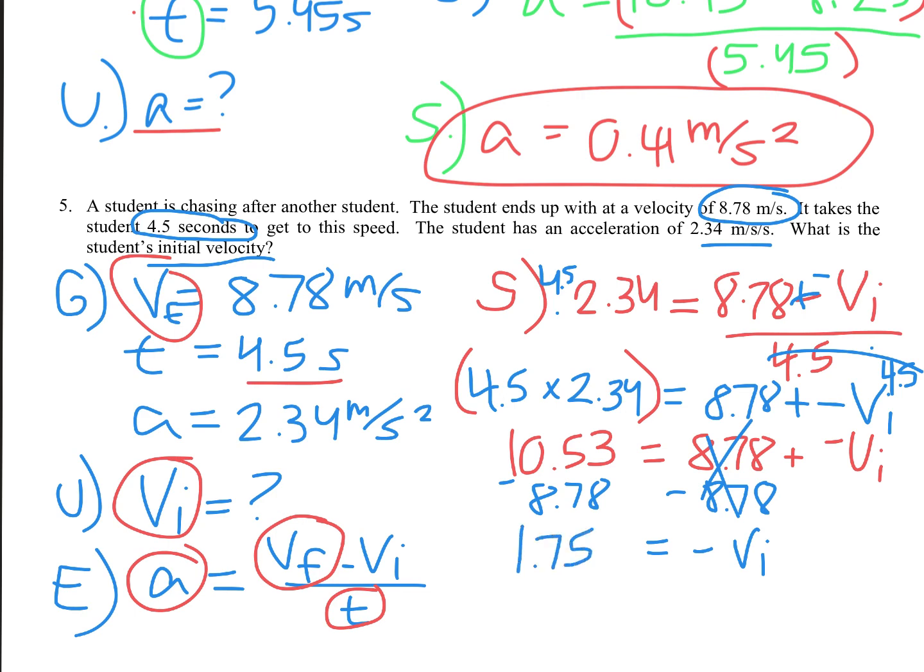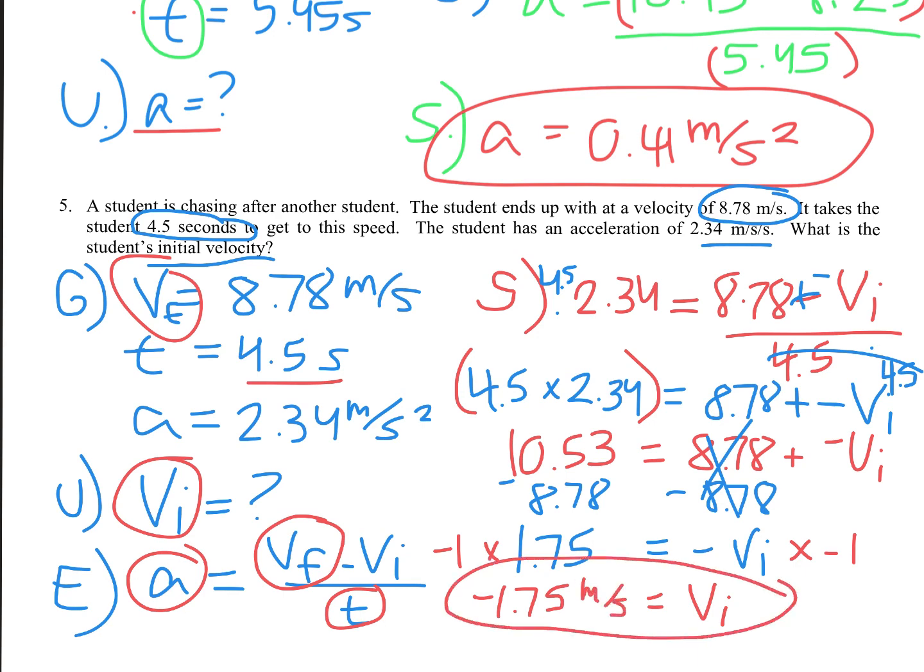Now, sometimes we might think that's the answer, but don't forget about this negative on the VI. So, to get rid of the negative on the VI, I'm going to multiply both sides by negative 1. By doing that, VI now becomes positive, and 1.75 becomes negative. And since this is a velocity, the unit's going to be in meters per second. So I ended up with an answer of negative 1.75.